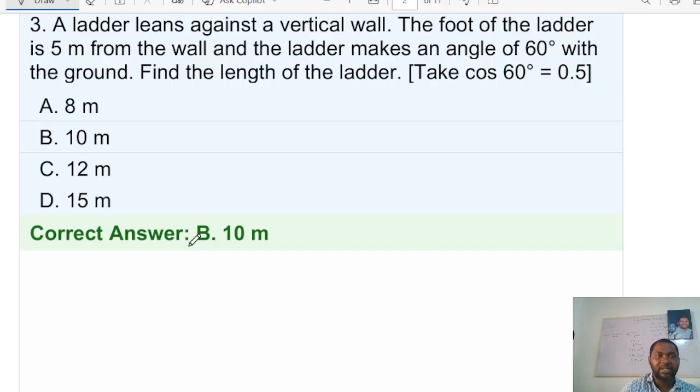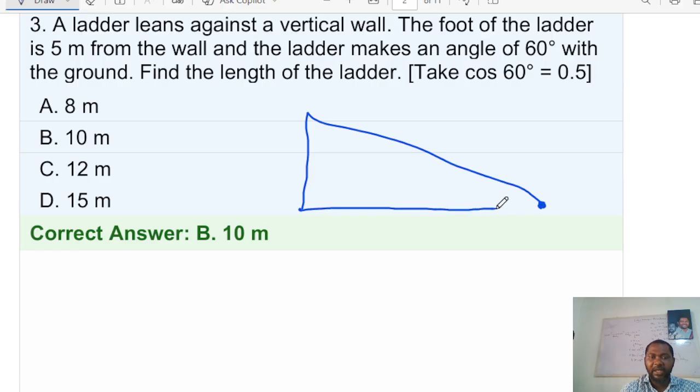Now the next question says, a ladder leans against a vertical wall. Okay, this is a vertical wall and this is the ladder. You see, the foot of the ladder is 5 meters from the wall. This is the foot of the ladder, this is the wall, and it is 5 meters from the wall. And the ladder makes an angle of 60 degrees with the ground. So this is the ladder, it makes an angle of 60 degrees with the ground. This is the ground. Can you see that? Find the length of the ladder.